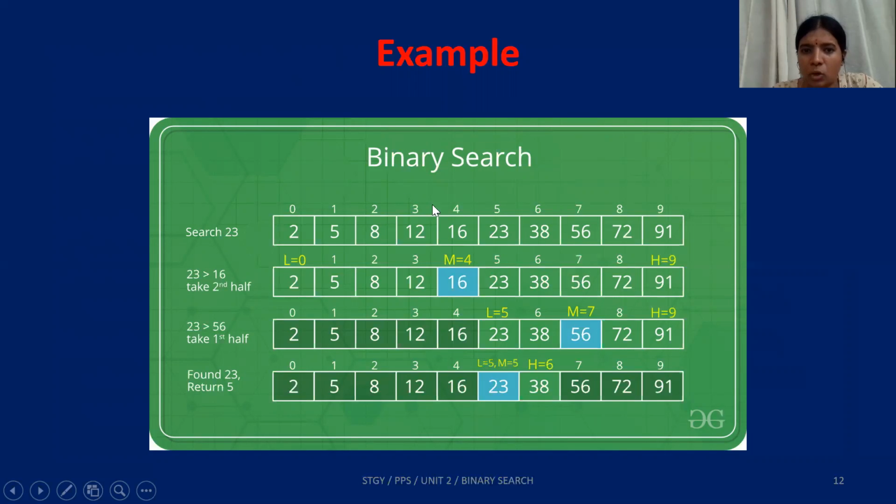Now the lower boundary is 0 and the upper boundary is 3. So (0 + 3) / 2 is 3 by 2, nothing but 1. So therefore your lower boundary is 0 and upper boundary is 1. Again, (0 + 1) / 2 is 1 by 2, nothing but 0. So therefore check with your 0 element. 1 is lesser, so it will be in the first half of the list.